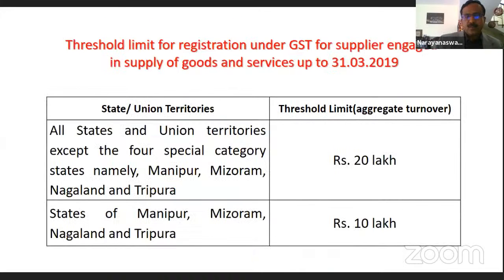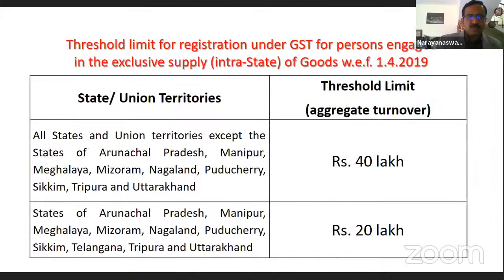Then aggregate turnover earlier was 20 lakh rupees. That means if I have turnover of 20 lakh, I need not register under the GST below that amount. But the moment I am going to cross or touch 20 lakh, I need to register and start following the procedures and paying the taxes. But there are special category of states where the amount is reduced, that is 10 lakh. But this has been subsequently revised to 40 lakh and 20 lakh.